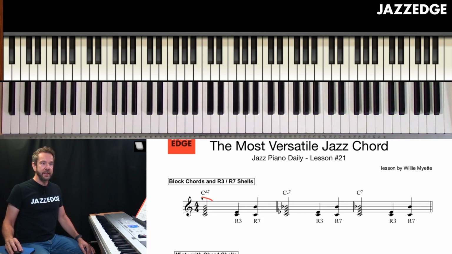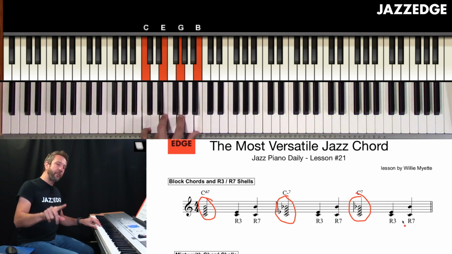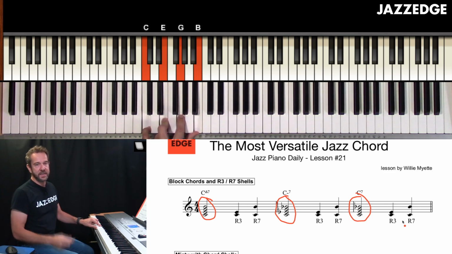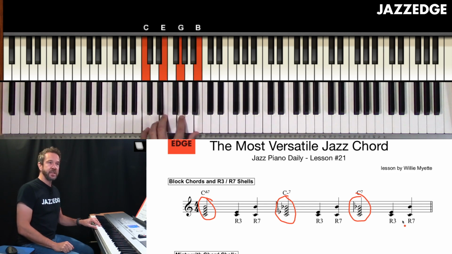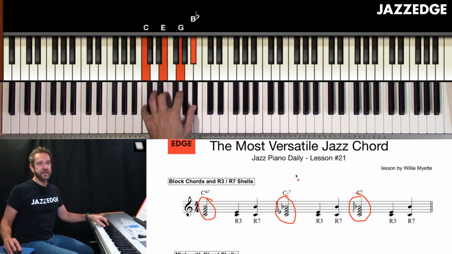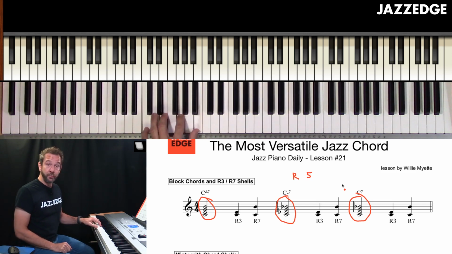Now if you look at these three chords, the C major 7, the C minor 7, and the C dominant 7th, let me play each of them and see if you can find which two notes are the same in all three. There are two notes that are going to be exactly the same. See if you can figure out what they are. Here's C major 7th, there's C minor 7th, and there's C dominant 7th. If you said that the root and the 5th were the notes that were the same in all three chords, you're absolutely right. It's the root and the 5th.